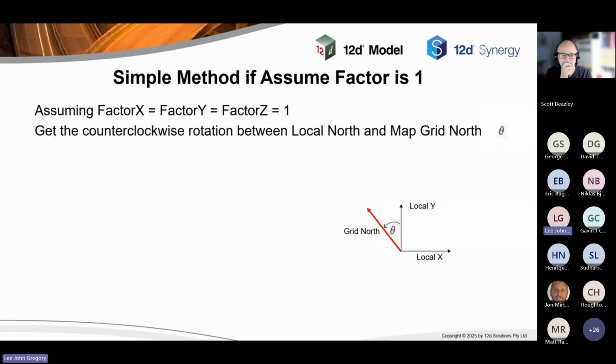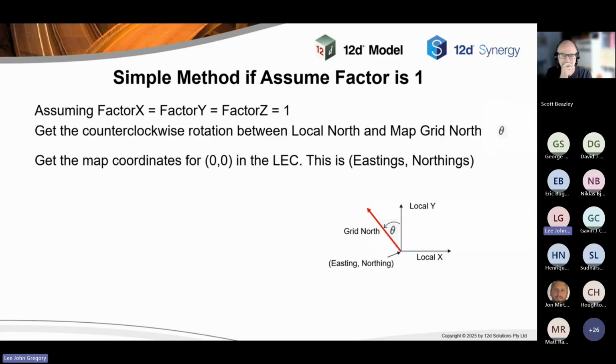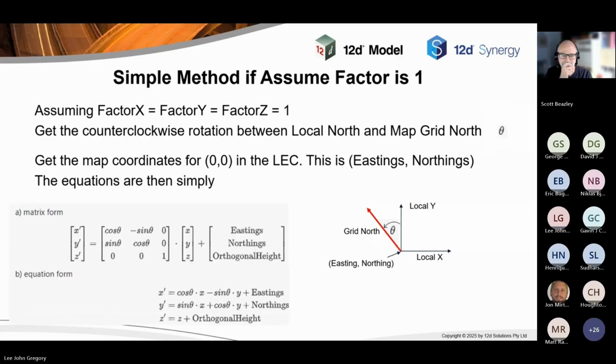What it tells you is a counterclockwise rotation between your local north and the map grid north. That's the north from the map coordinates, not true north or anything like that. And then for your 0, 0, you just need to know the eastings and northings from that point. And hey presto, you can use these equations to go between the two systems. So it's fairly easy. You can have a slightly more complicated one, or you can assume the factor is 1. We can talk about that later, about what could be wrong with assuming the factors are 1.